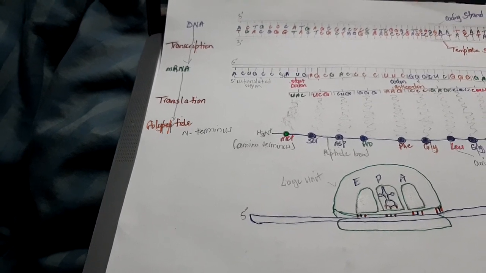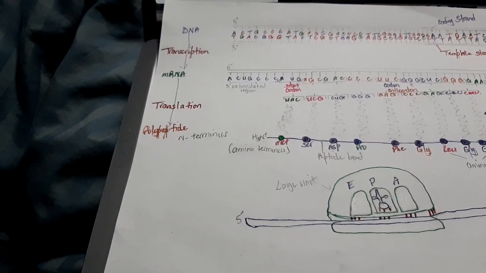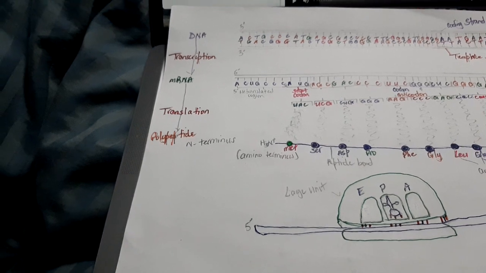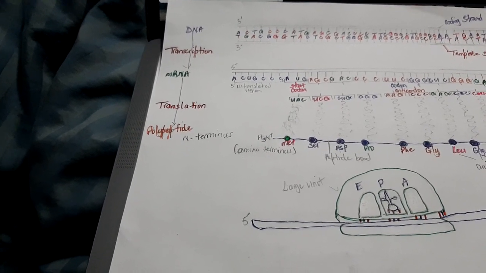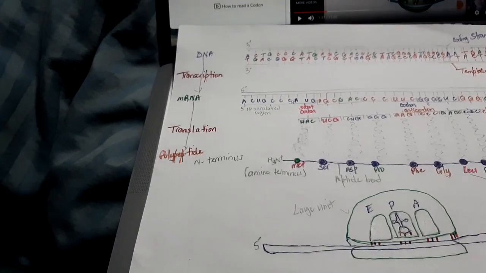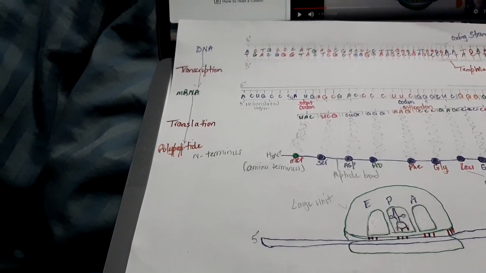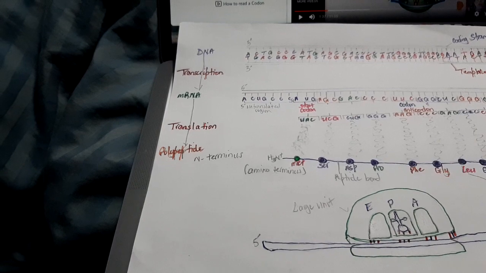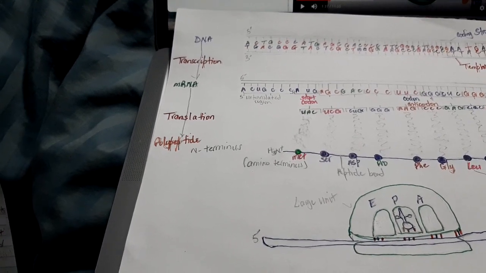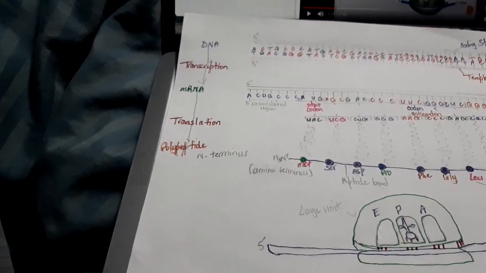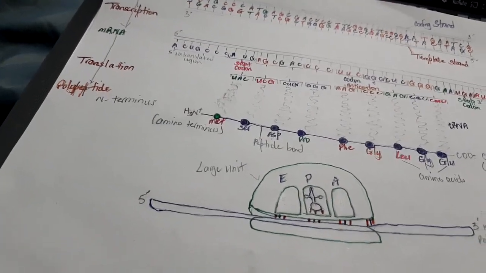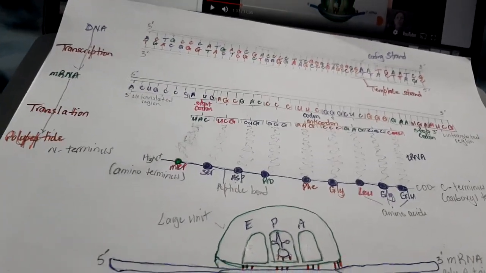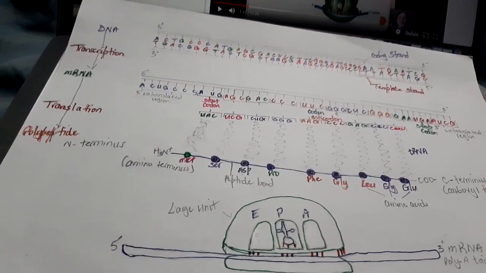Spliceosome. These are a series of small nucleoproteins, snRNPs, that work together to remove introns. snRNPs recognize specific sequences on the introns. One, it cuts out the intron sequence. And two, it splices the exon sequences together.